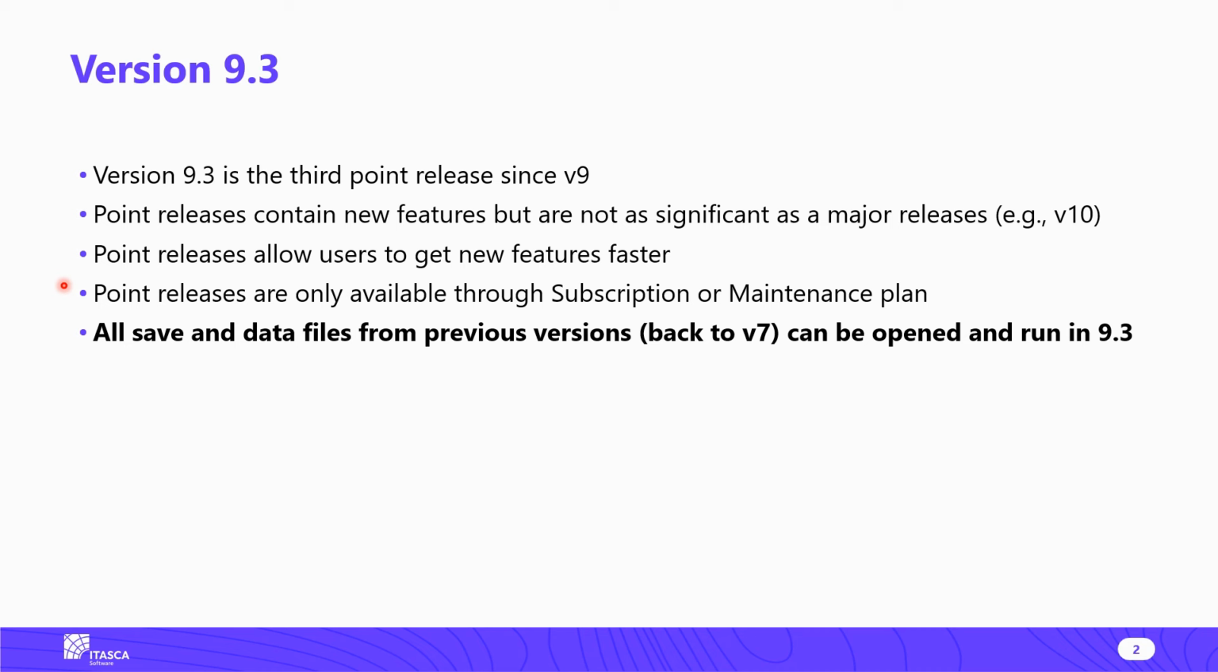A couple of things to note. Point releases are only available through a subscription and maintenance plan. Everyone who has a subscription can get point releases as soon as they are available. As for people with perpetual licenses, they can get the maintenance plan, which will allow them to access point releases for the duration of that plan.